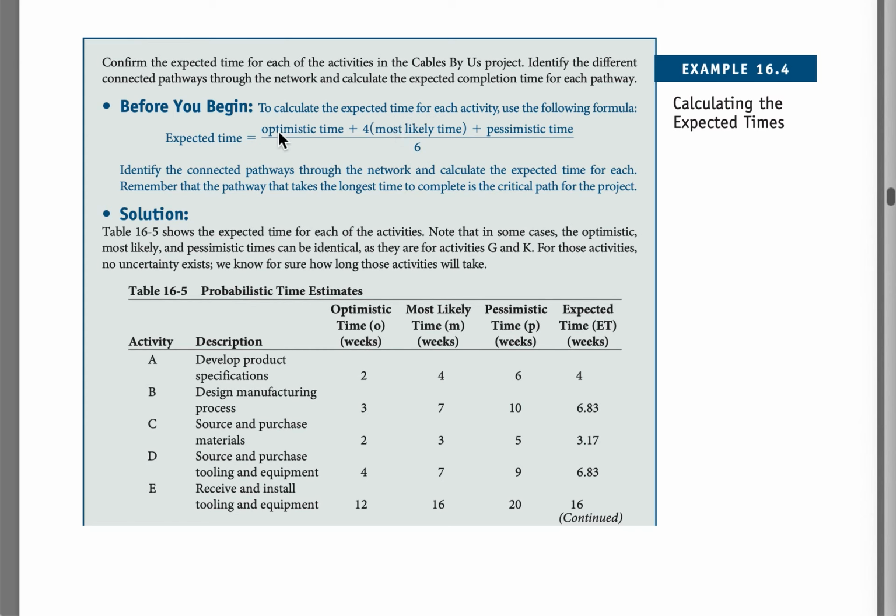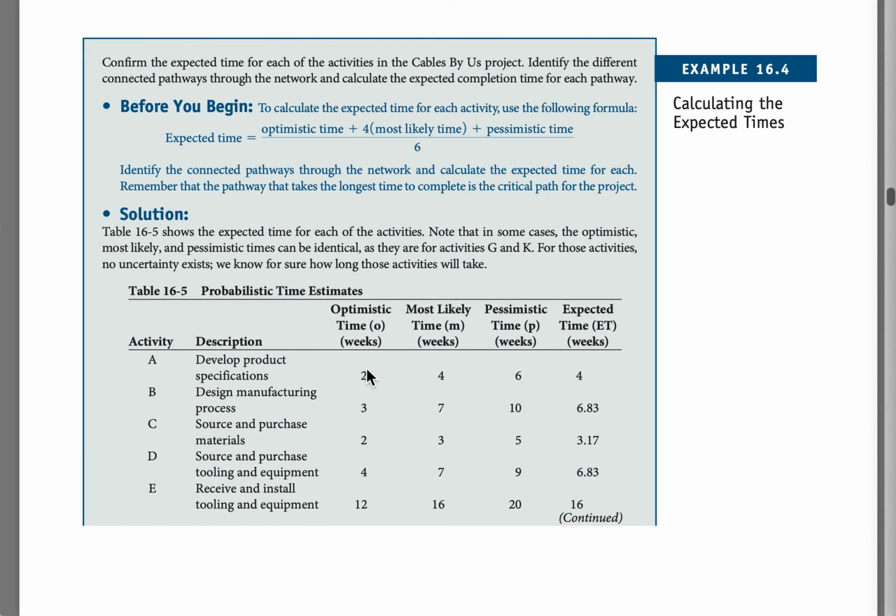Now, if we were to add these, it's like there's a weight of 1 on optimistic time, a weight of 4 on most likely, and a weight of 1 on pessimistic time. So if you count that, 1 plus 4 is 5, 5 plus 1 is 6, which means it's like we have 6 different numbers, which we don't, but it's like we do. So if we apply this very simple formula to each and every one of these, we get our expected time.